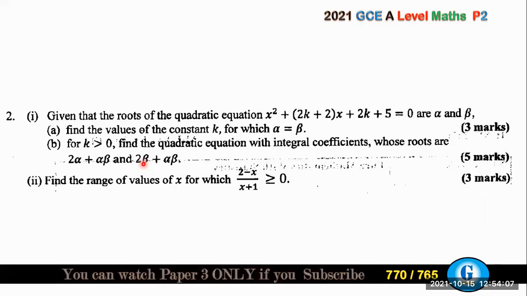So B reads, for k greater than 0, that is strictly greater than, find the quadratic equation with integral coefficients whose roots are 2 alpha plus alpha beta and 2 beta plus alpha beta. And the second part of the question is to find the range of this inequality. Let's start with the first part.